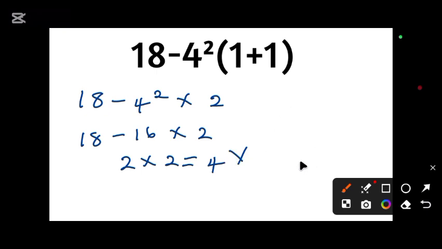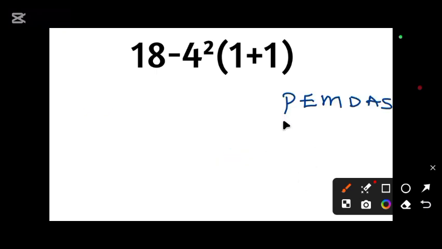According to order of operation, which is PEMDAS, P here stands for parentheses, something like that is bracket. And then E here stands for exponent, something like 2 square. And the M stands for multiplication, D stands for division, you evaluate from left to right. A stands for addition, S stands for subtraction, you evaluate from left to right.